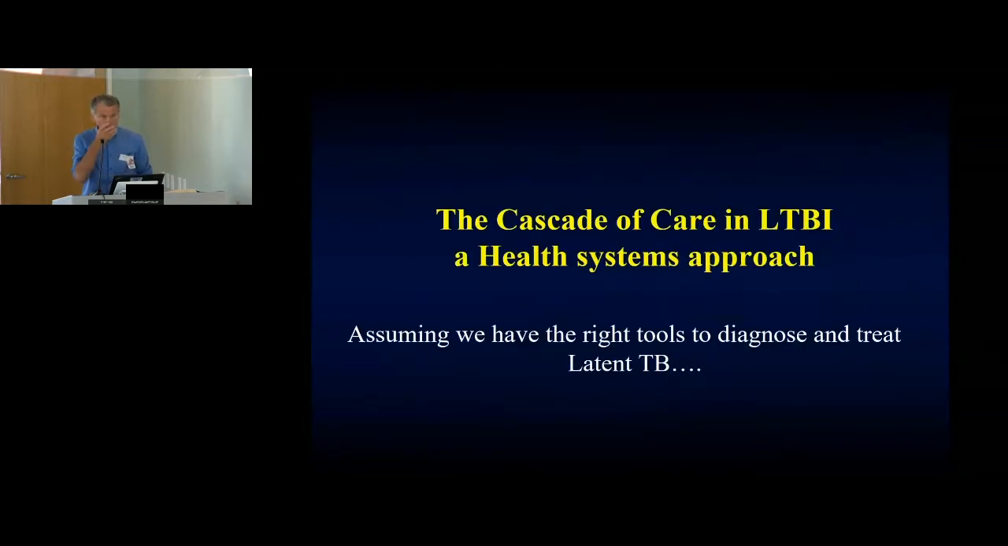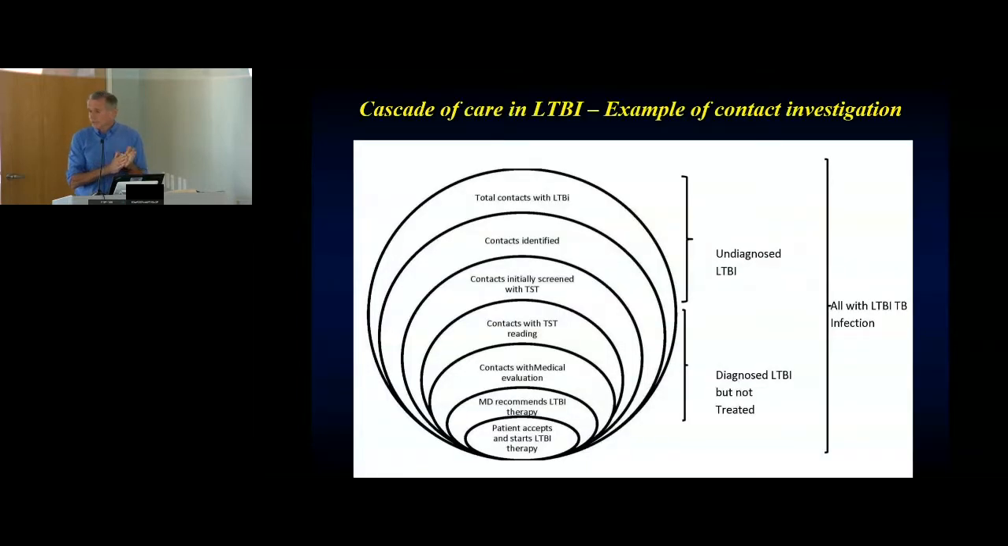Okay, another thing that Annette touched on is this cascade of care, sort of a health system approach. So let's for a moment set aside the problem with the diagnostic tools and the treatment and how long to treat and even who to treat. Let's just assume we're going to go ahead and treat some group of people. But now let's say we choose contacts. They're a nice high-risk group, fairly well defined. But what's the difficulty when you think about latent TB management?